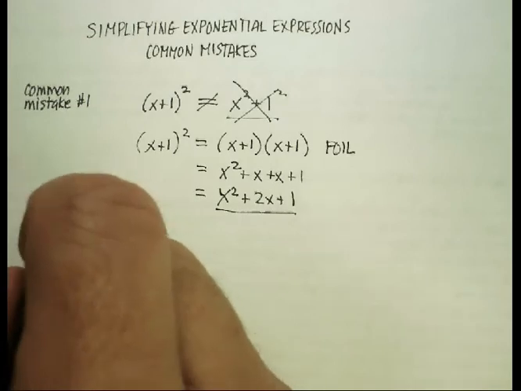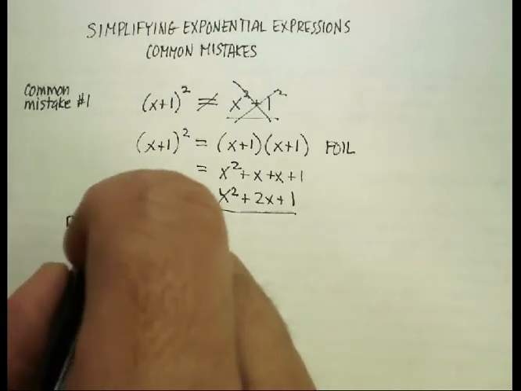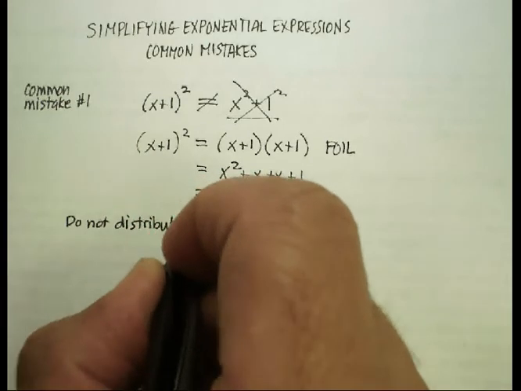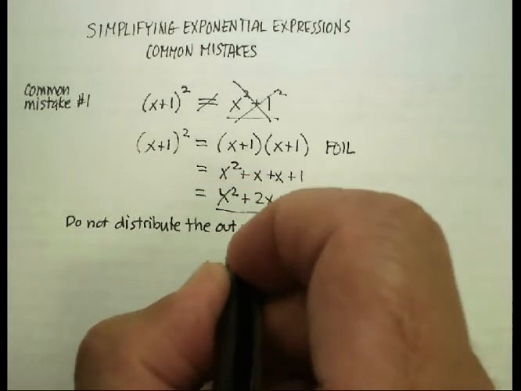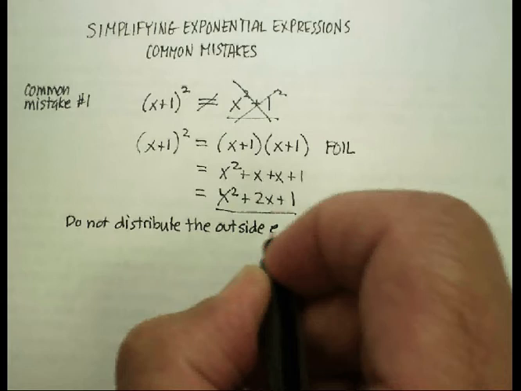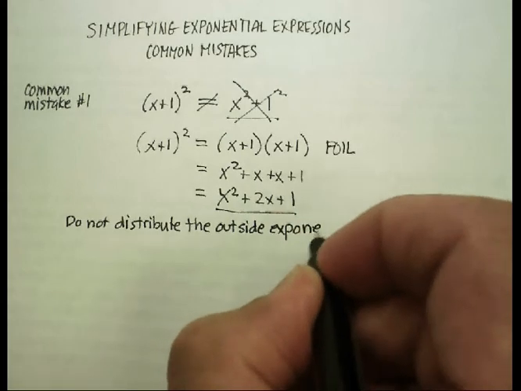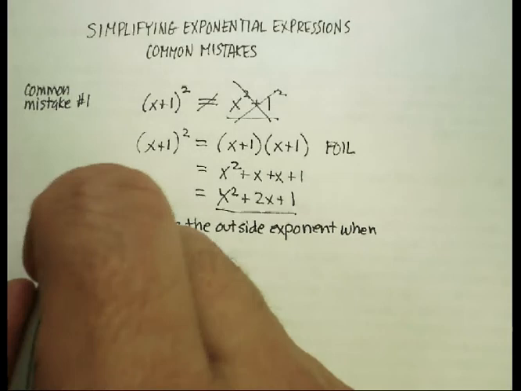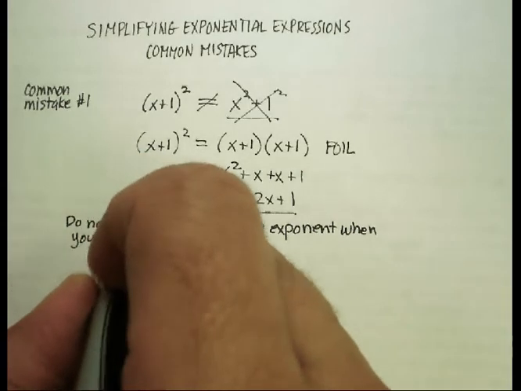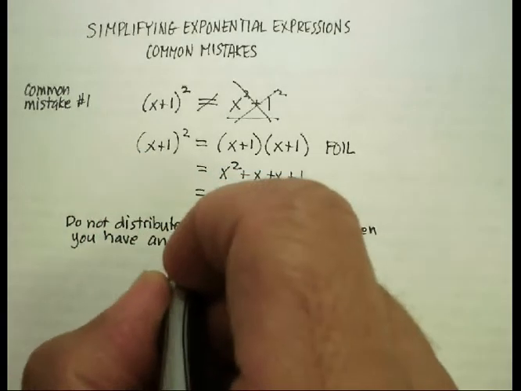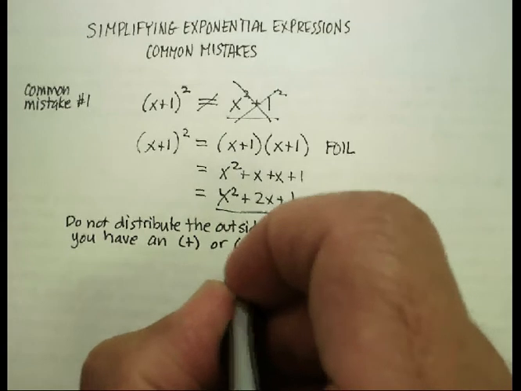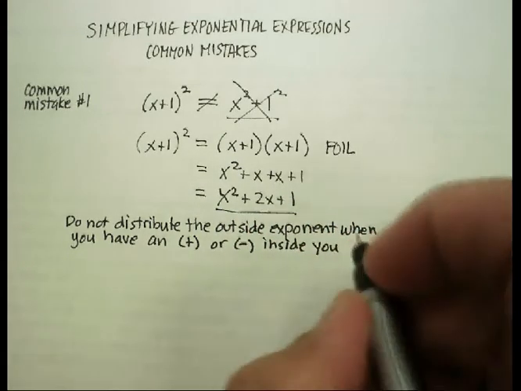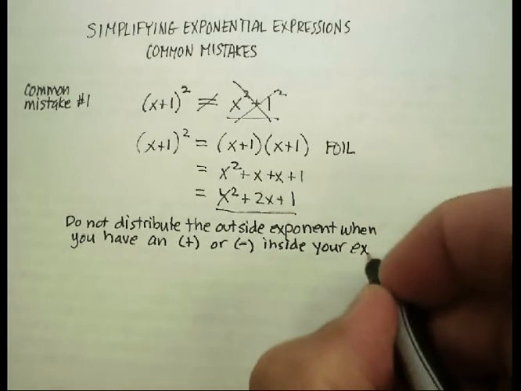So let me write that down. Do not distribute the outside exponent when you have an addition or subtraction inside your expression.